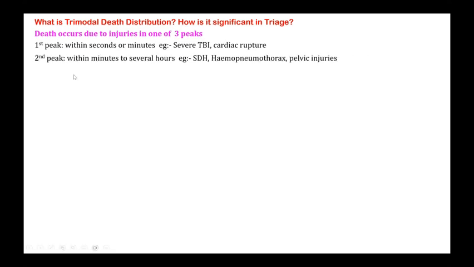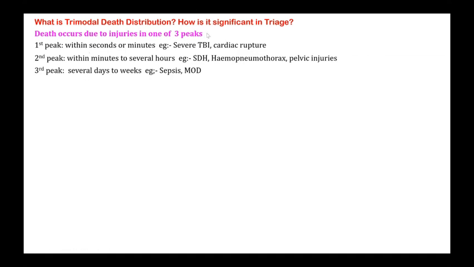The second peak patient is within minutes to several hours, for example with a subdural hematoma, a pneumothorax, or pelvic injuries. They will all come in shock, but they can be resuscitated. If you don't do any fast intervention, they may die within minutes or hours. And the third peak is they live up to several days and then die of sepsis or multi-organ dysfunction. Okay? So these are the three modes of death that we call the trimodal distribution.